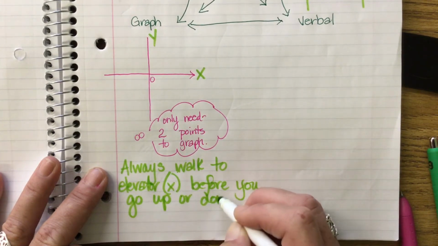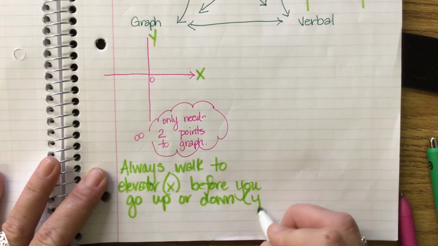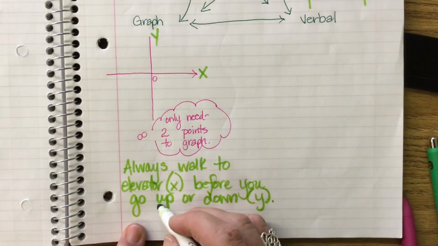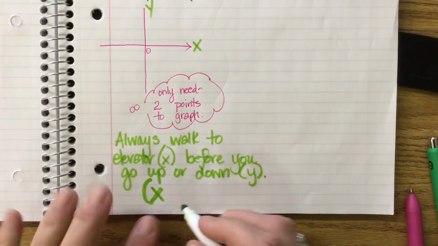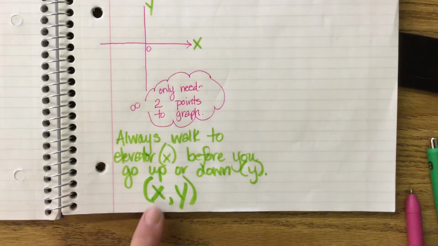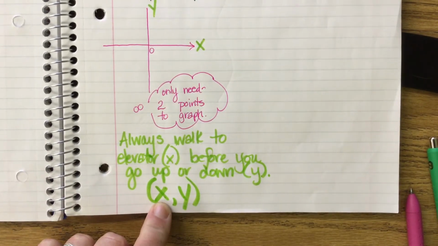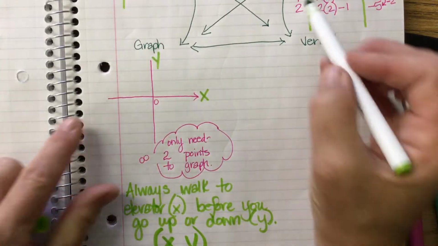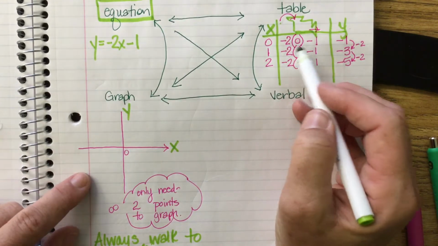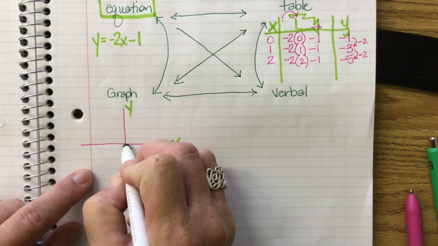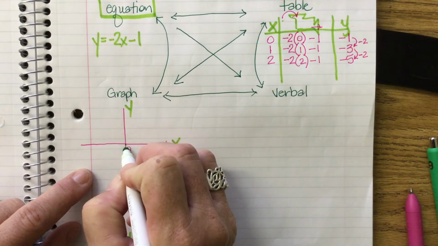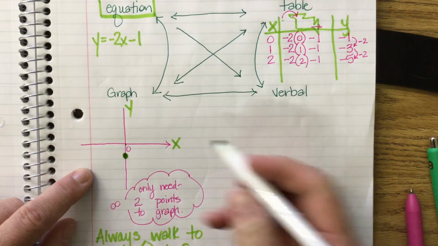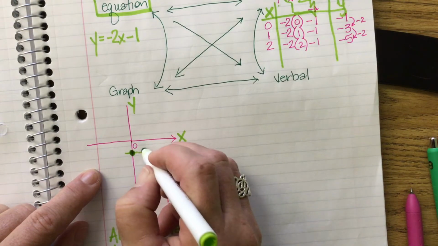Just a way to remember that sometimes even Ms. Kowalski gets confused when I rush. You know, the first number is always your x, okay? In an ordered pair, always remember that you're moving left and right. Okay, so if I have 0, negative 1, my 0, I'm not going to go anywhere, and then I'm going to go down, and my point is going to be right there, because this is my negative 1.